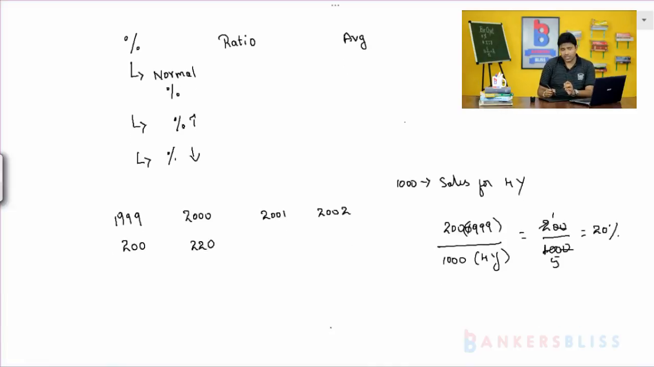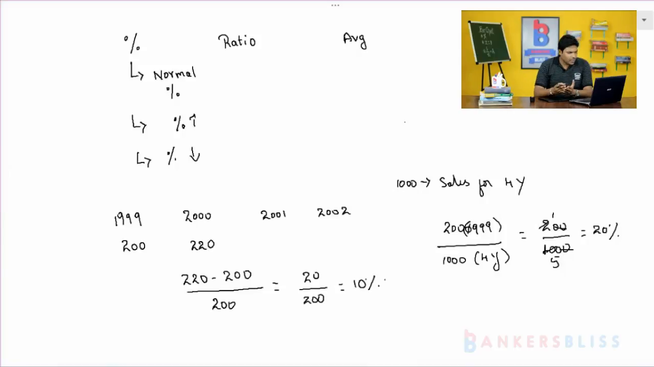Next question they may ask, from 1999 to 2000 if you compare, how much percentage is it increased? The increased data is 220 minus 200. With respect to 1999 you have to calculate, that is 200. So the 2000 data they are comparing with 1999 data. How much is it increased? 20 it is increased. So 20 divided by 200, which is equal to 10%.